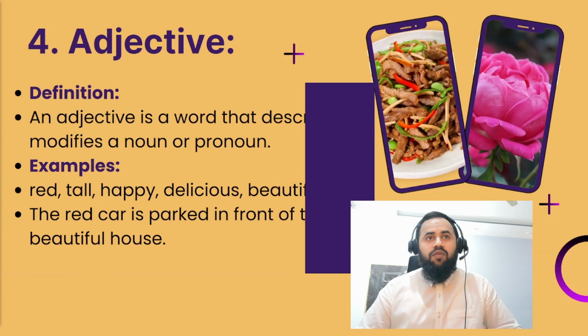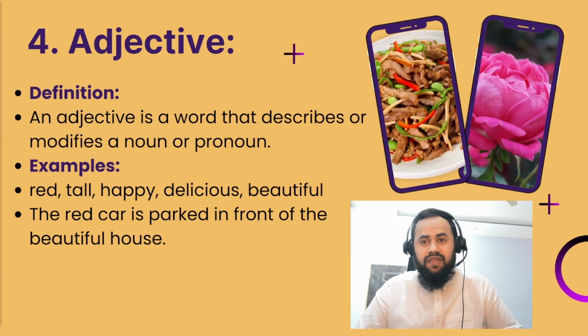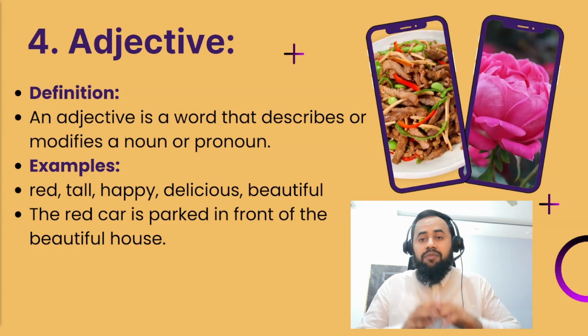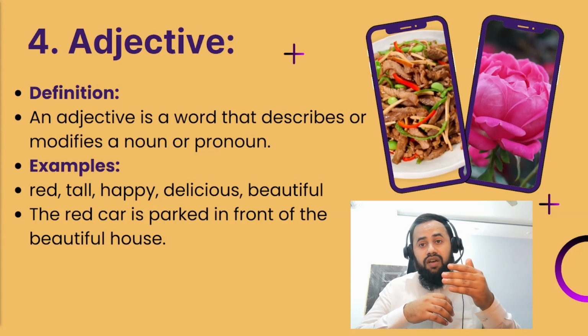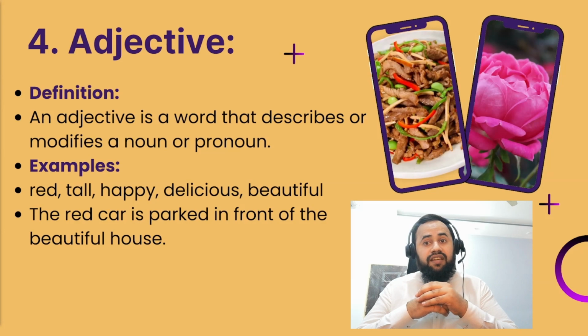What we have over here is an adjective. What is an adjective? An adjective is a word that describes or modifies a noun or pronoun. Meaning something that is going to modify, something that is going to add quality to a noun or pronoun. Okay, so we are just going to call that one word an adjective.